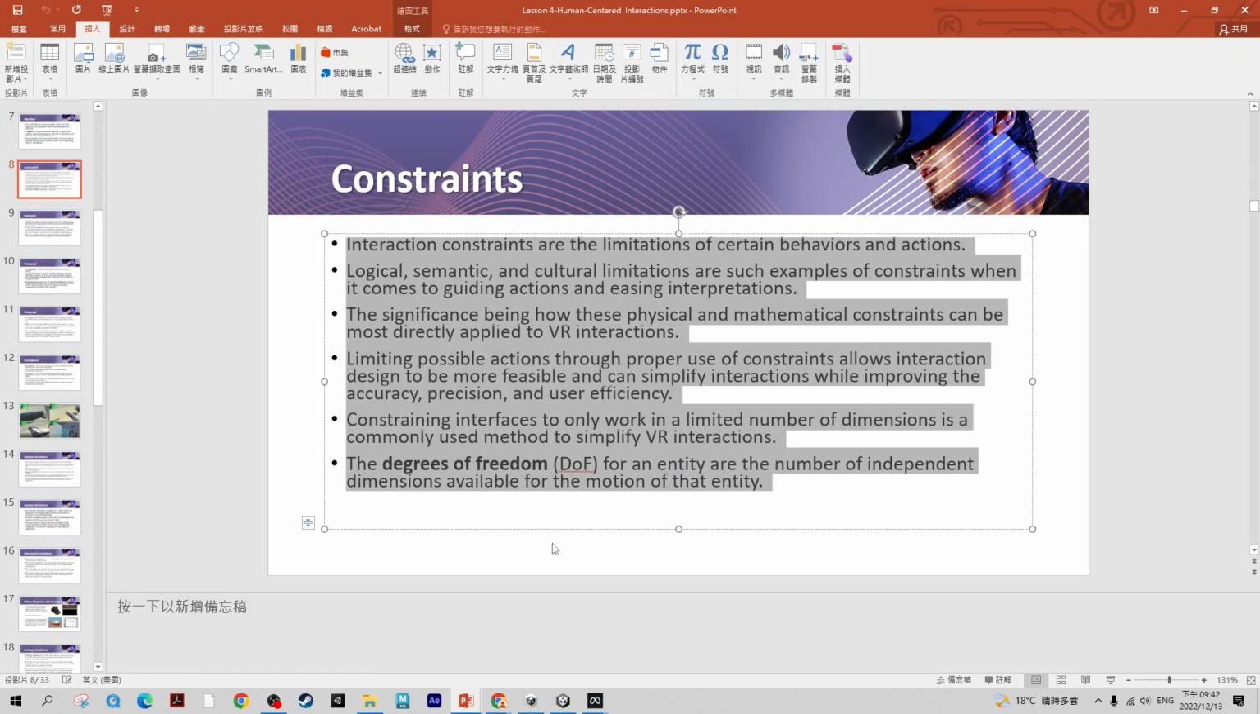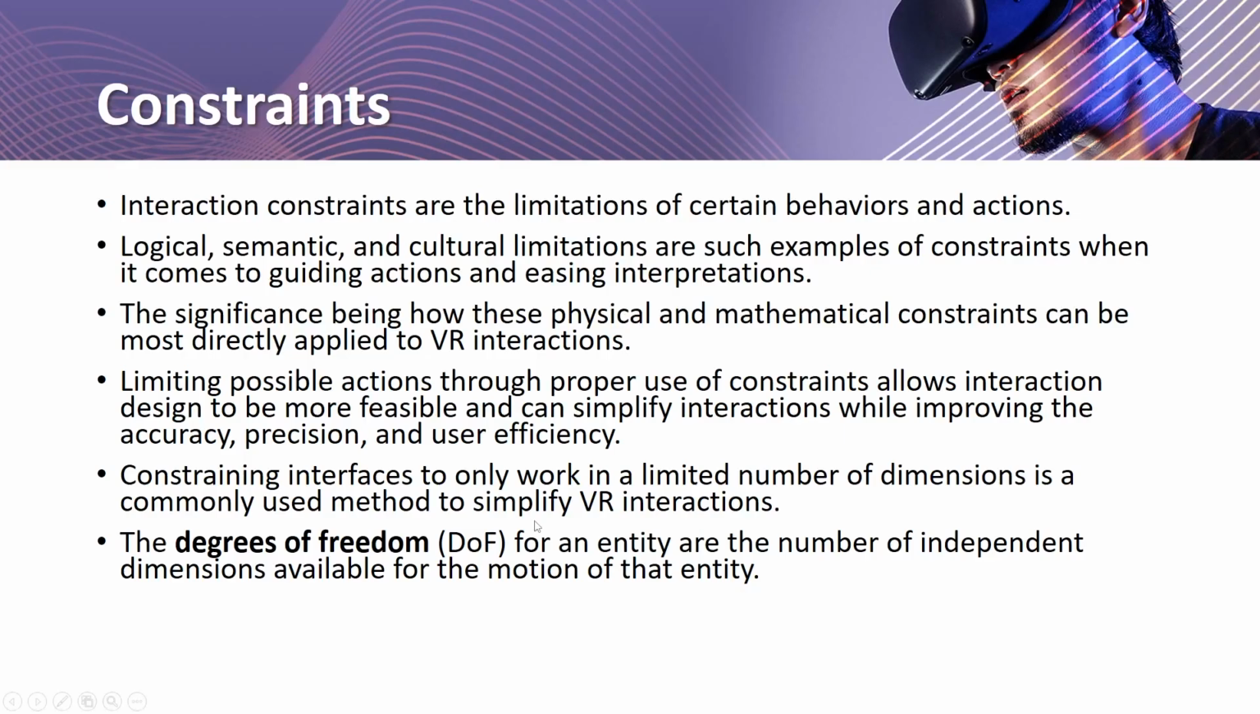The final part I would like to say is that the limitation, as I told you, is logical, semantic and cultural. For example, it depends on the way of interacting in a certain culture or certain group of people or society. Limiting possible actions through the proper use of constraints allows the interaction design to be more feasible and can simplify interaction while improving accuracy, precision and usage efficiency.